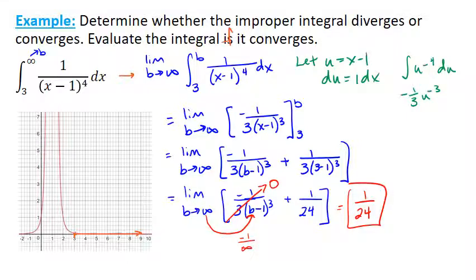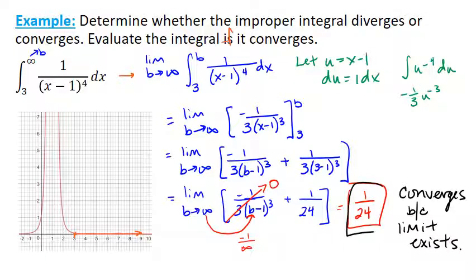So to conclude this problem, since the limit does exist, we will say that this improper integral converges because the limit exists. And that integral is equal to 1/24. And that's it.